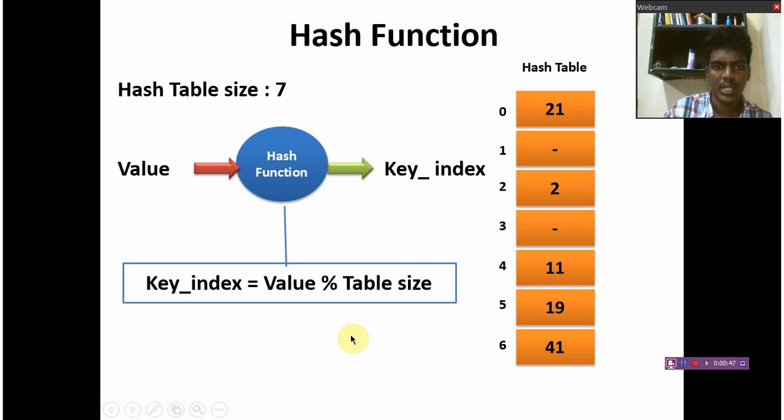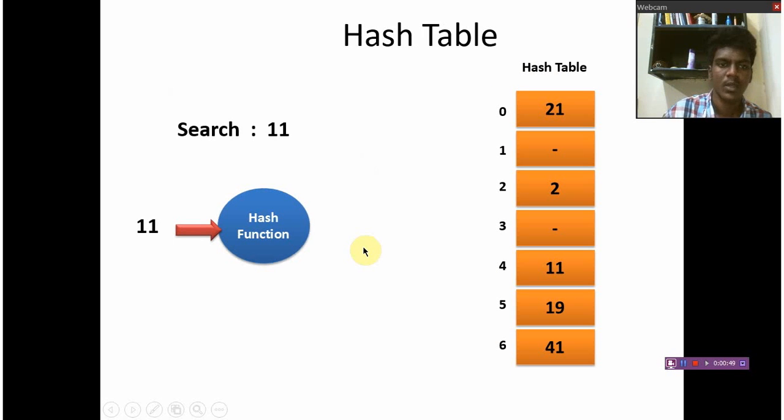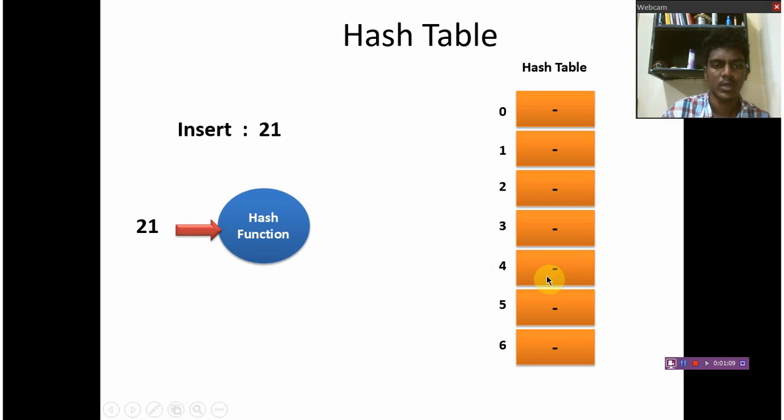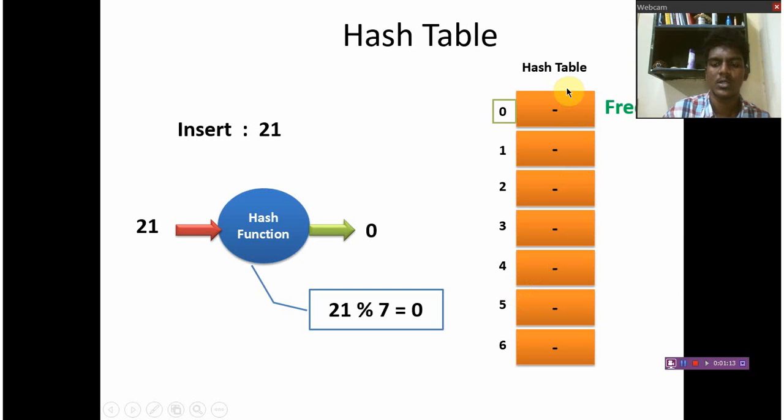We'll use a hash function here. Let's take an example of 11. If we take 11, it should be inserted into this hash table, which has 7 spaces. So 11 mod 7 is done and it gives us 4, so 11 should be inserted at the fourth position. And if we take 21, 21 mod 7 is 0, so it should be inserted in the 0th position.